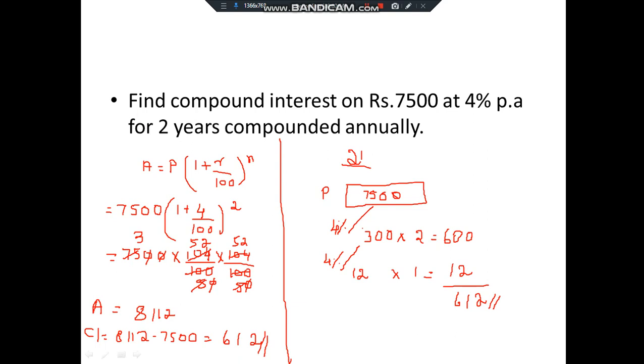Find compound interest on rupees 7,500 at 4% per annum for 2 years compounded annually. So compounded annually is given, so you need not change any values, just keep it as such. First we'll solve using the formula method, which is A is equal to P into 1 plus R by 100 the whole power n. Always remember, for compound interest we have formula only for amount and not CI directly. So first find amount and then from that you can go with CI.